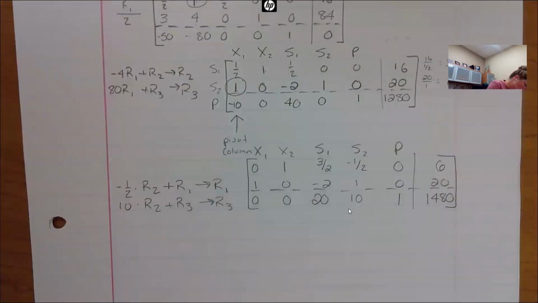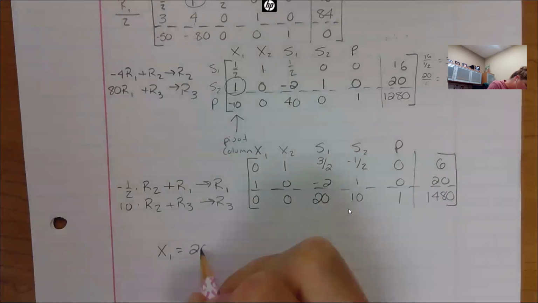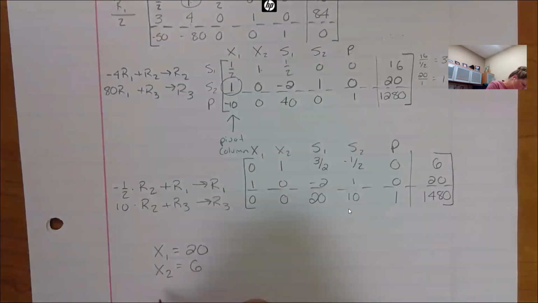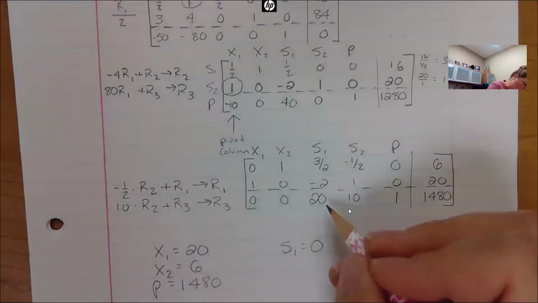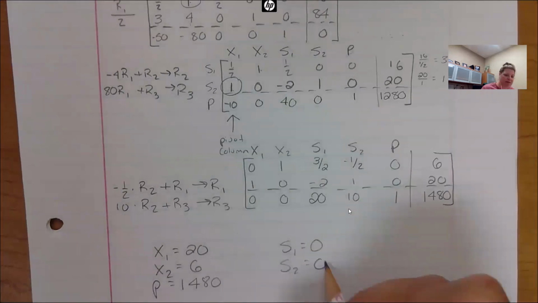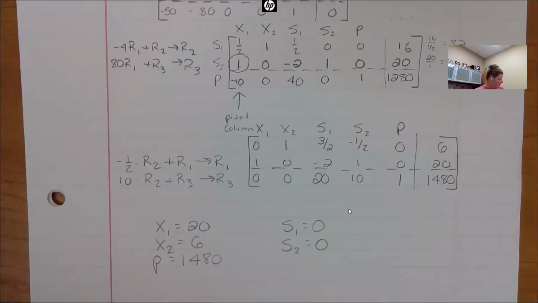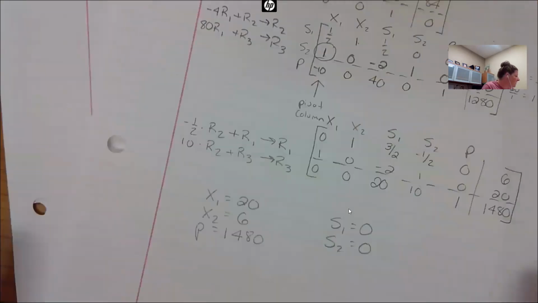that my x1 equals 20. My x2 equals 6. And my P equals 1,480. My S1 equals 0 because there's numbers all in the row, right? That makes it a basic variable, so it's just 0. And there you go. There's our 5 variables and their values. So whatever we're selling, 20 of the first one, 6 of the second, and we're going to maximize our profit at 1,480. Oof. That is how you solve these.